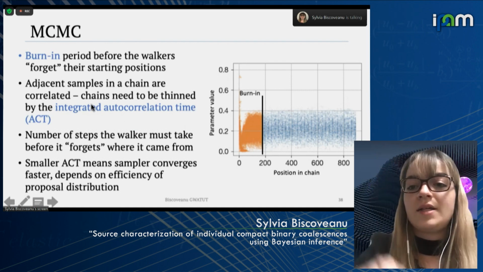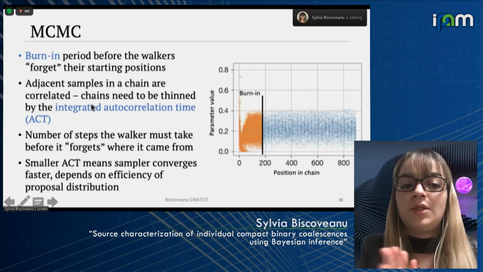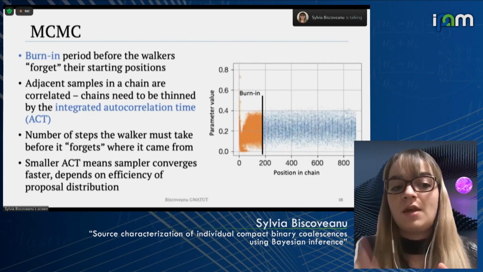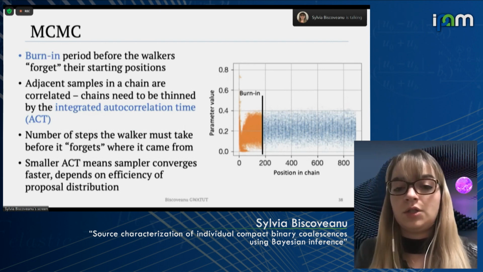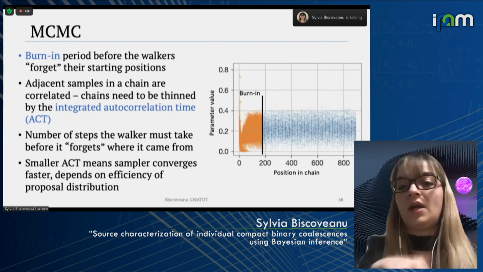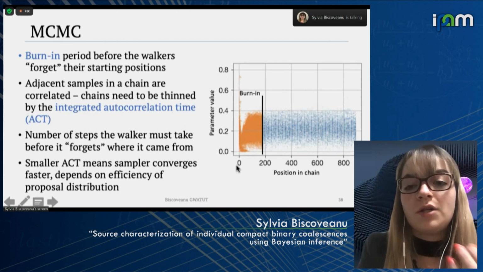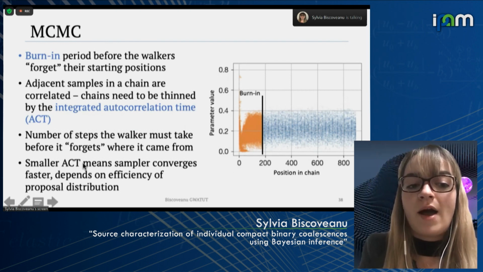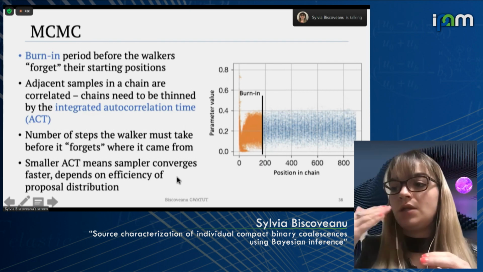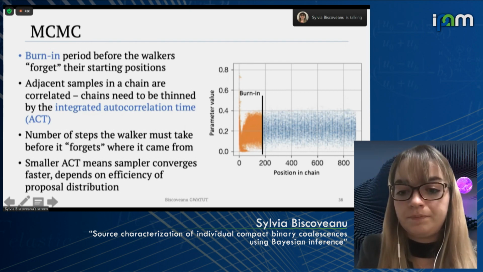And similarly, as it continues walking throughout the space, adjacent samples in the chain are also correlated. And so the chains need to be thinned by what's called the integrated autocorrelation time. And this is just the number of steps the walker has to take before it forgets where it came from. And so you want to choose your proposal so that you have a smaller autocorrelation time, because that way you don't need to thin your chains as frequently, and so the sampler can converge faster.